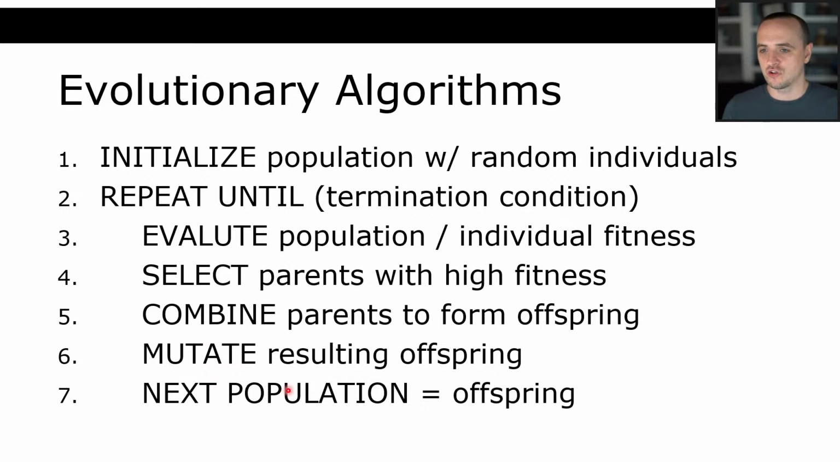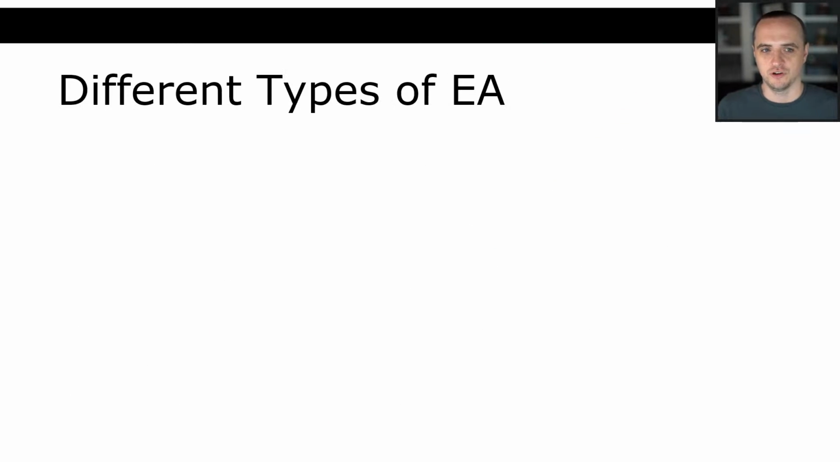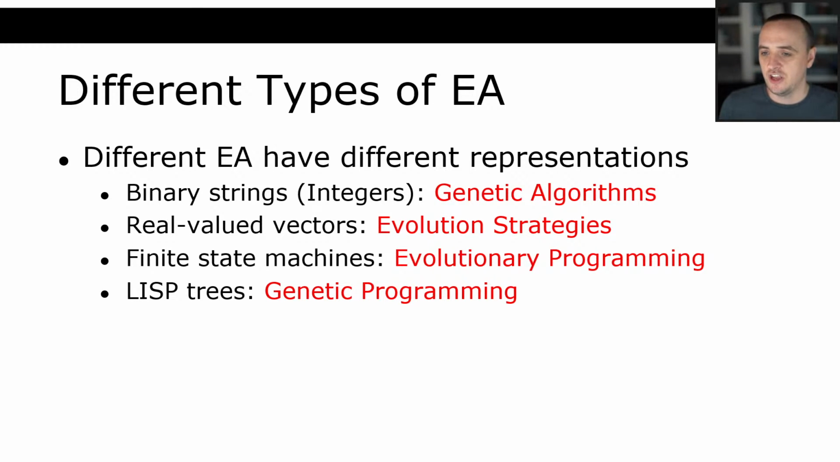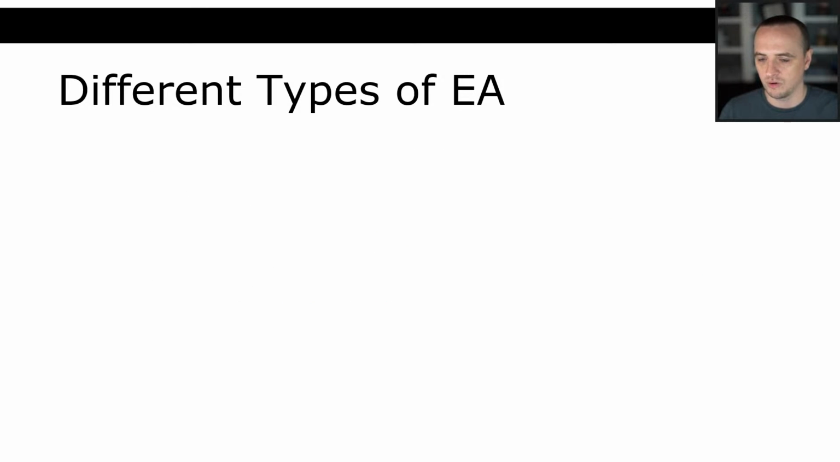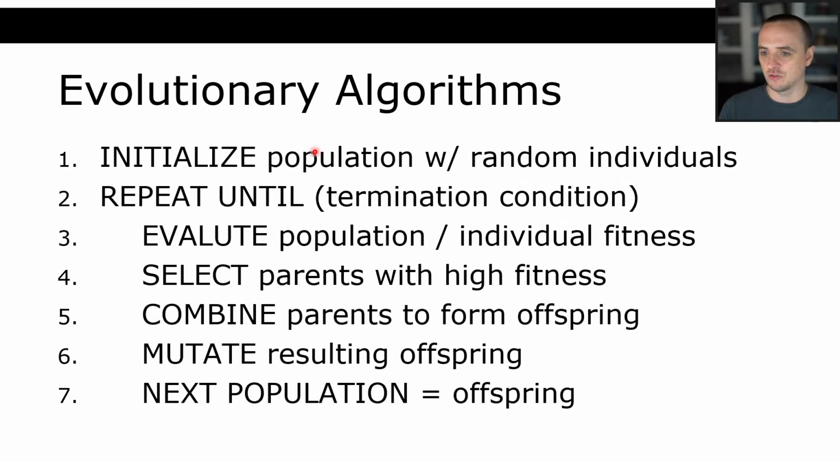And this is true of all evolutionary algorithms. They all follow this algorithm. So if you've ever heard of genetic programming, genetic algorithms, evolutionary strategies, they are all this algorithm. But there's a difference, which I'll show you. Different evolutionary algorithms have different representations. So each evolutionary algorithm follows this process.